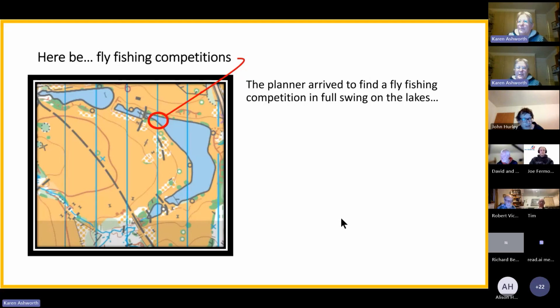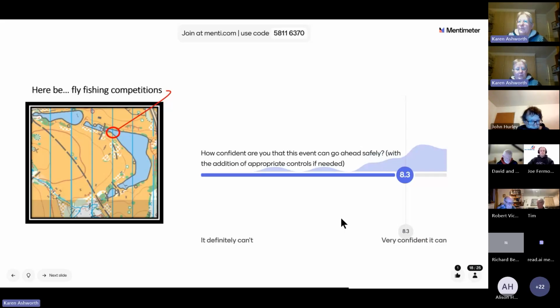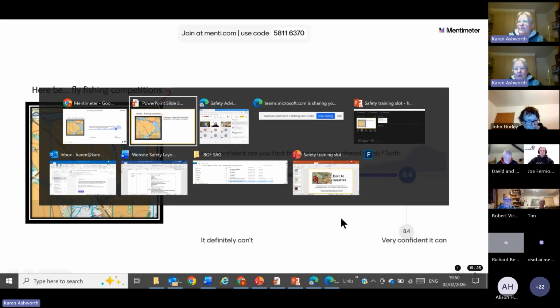Next one, a fly fishing competition. The planner arrived on the morning of the event to find a fly fishing competition in full swing on the lakes. Yeah, this one's about just making sure that people stay away, isn't it?